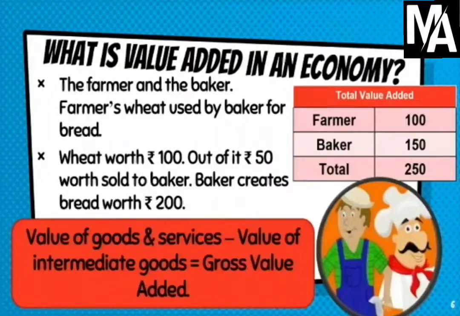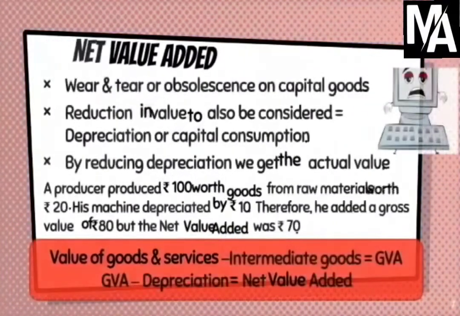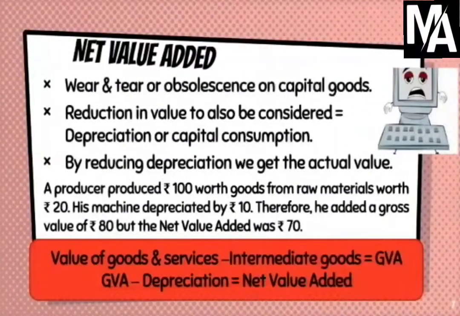And when you add the value of the farmer with the value of the baker, 100 plus 150, you get 250, which is the gross value added by both farmer and baker. I hope you understood with this simple and clear example. The process still goes further.